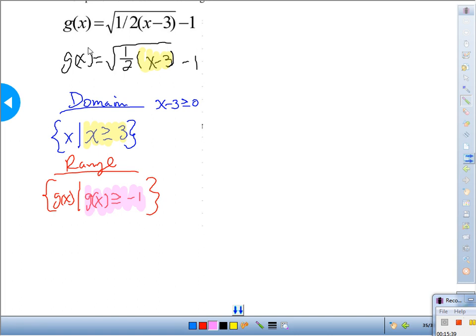Good conversations, very good. G of x is right there, and my constant is over here. And all you have to do is what? Greater than or equal to. How are we doing? Good?